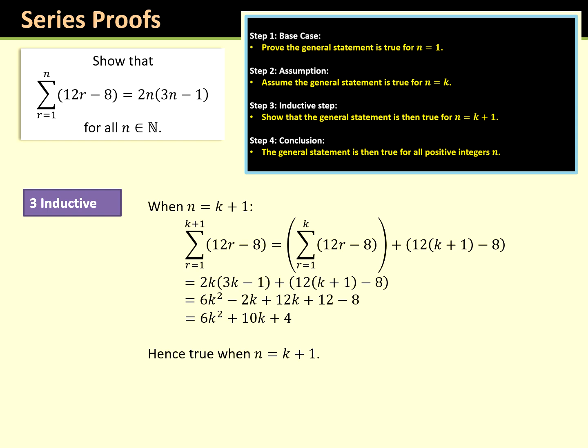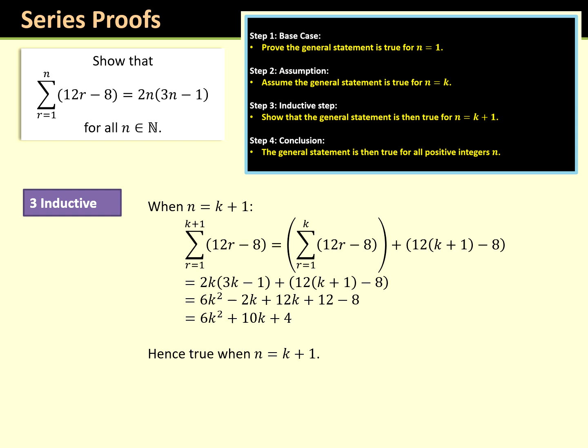We can then replace our sigma, our 1 to k of 12r minus 8, with the thing that we've assumed in the second step, which is that it equals 2k lots of 3k minus 1, and then also add to that our k plus 1th term. And if we expand the brackets and simplify it, we get 6k squared plus 10k plus 4, which is indeed what we said success would look like on the previous slide. So hence, our answer is true when n equals k plus 1.